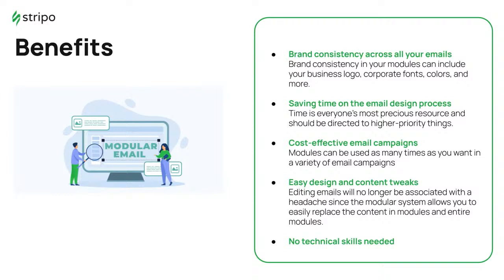So, benefits for users of modular architecture. First is brand consistency across all your emails. Brand consistency in your models can include your business logo, corporate fonts, colors, and more. Next one is saving time on the email design process. Time is everyone's most precious resource and should be directed to higher priority things. Cost-effective email campaigns. Models can be used as many times as you want in a variety of email campaigns.